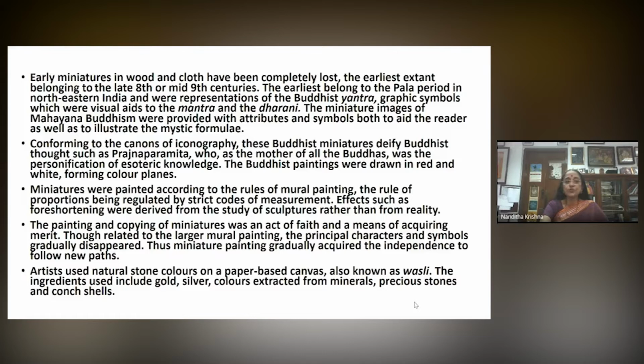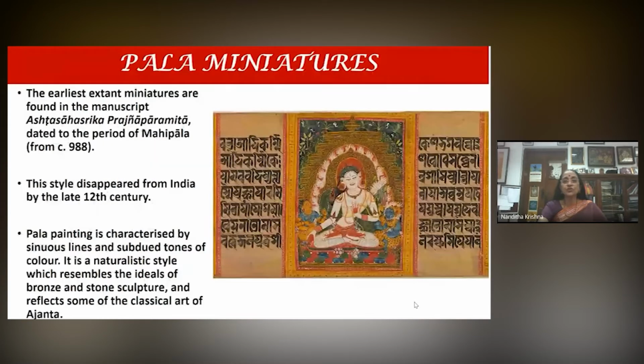Artists used natural stone colors on a paper-based canvas, also known as vasli. The ingredients were gold, silver, colors extracted from minerals, precious stones, and conch shells. Now I start with the Pala miniatures, which are the earliest miniatures in India, the earliest to be found. But look at the sophistication of this. So this could not have been the earliest. There must have been many more before the Palas, but this is what we have today.